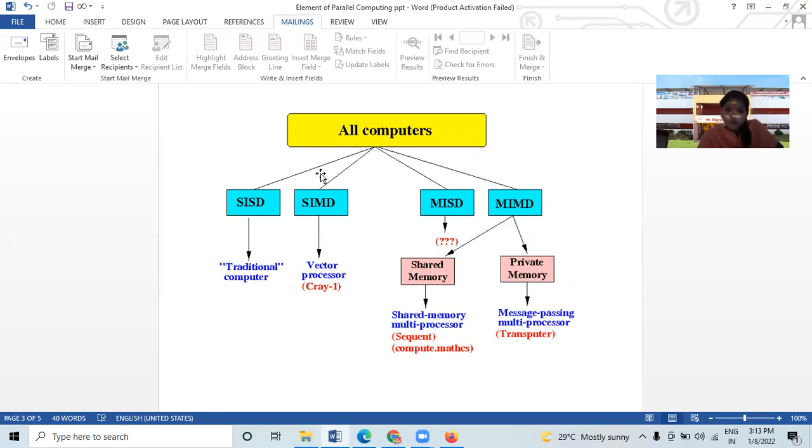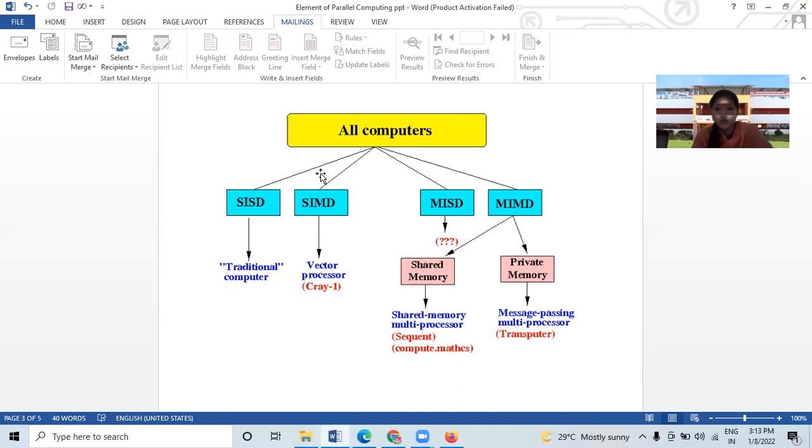If two people are given the same job, it comes under SISD. It means the tasks are performed in the same processor. Two tasks performed in the same processor is SISD, and SIMD is two tasks performed in different processors.